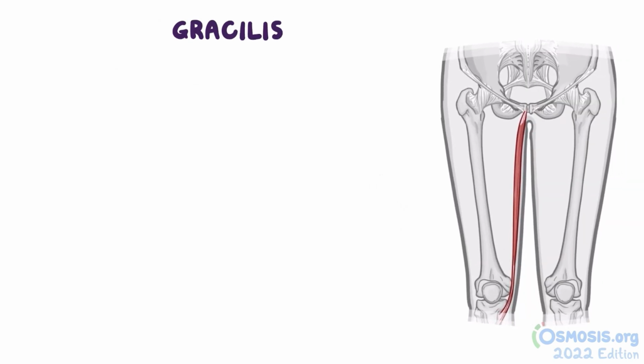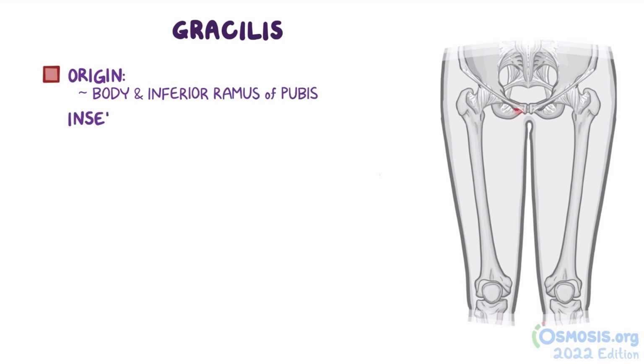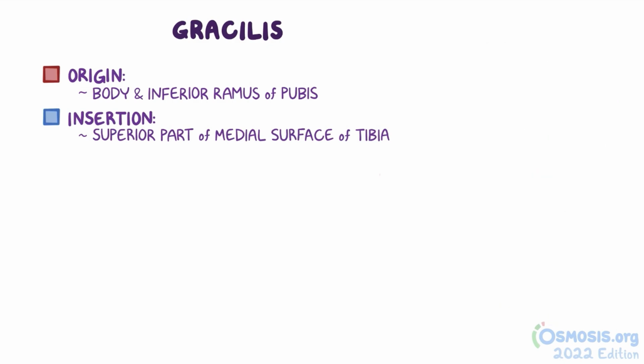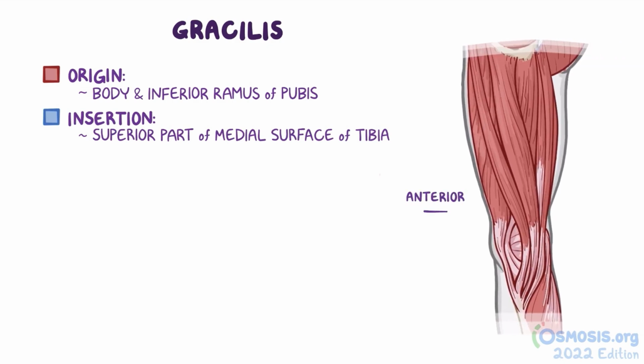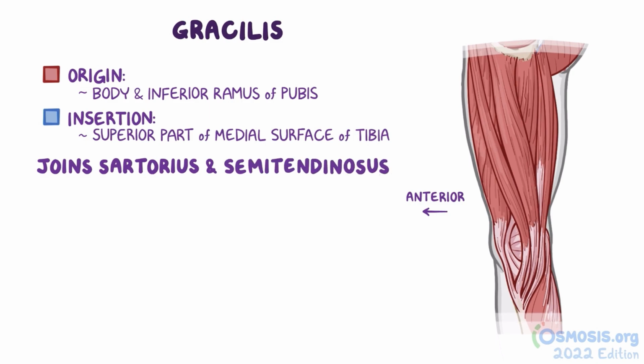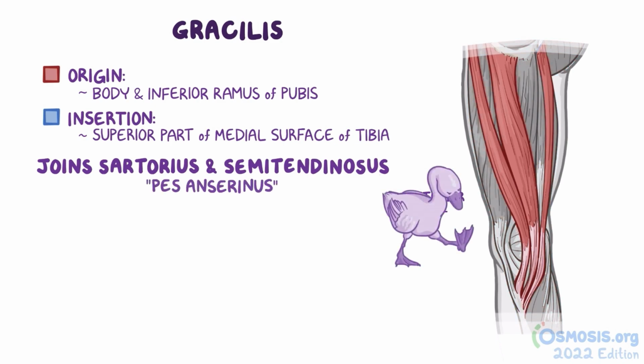Fourth, gracilis, meaning slender in Latin, is a long, strap-like muscle situated medially and superficially. Now, the muscle originates on the body and inferior ramus of the pubis, but its insertion on the superior part of the medial surface of the tibia is a bit more complicated. This is because gracilis joins the sartorius and semitendinosus, a muscle of the posterior compartment, to form a common tendinous insertion called the pes anserinus, or the goose's foot, because it resembles a goose's foot.